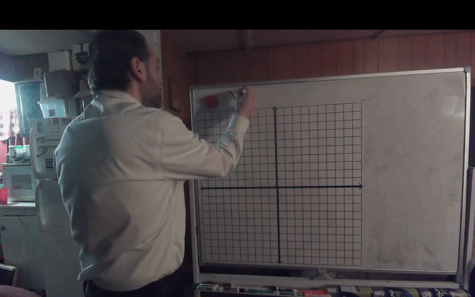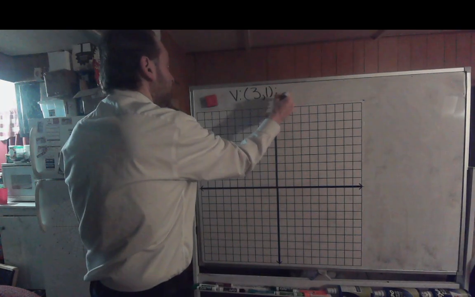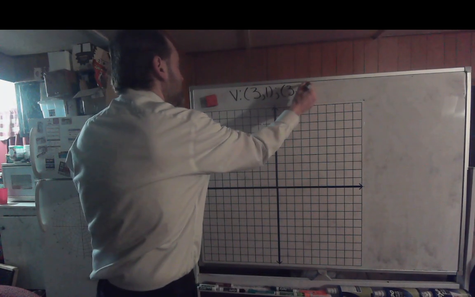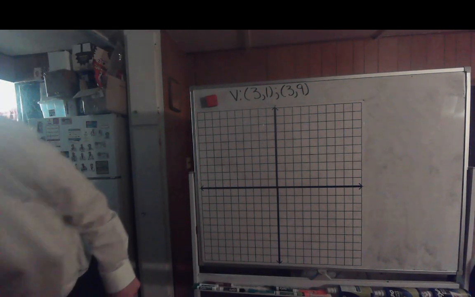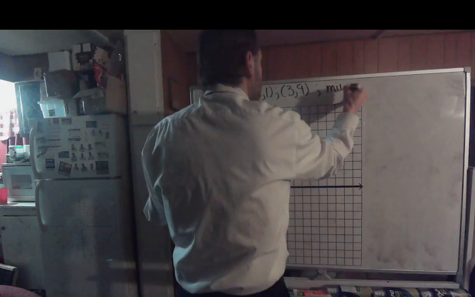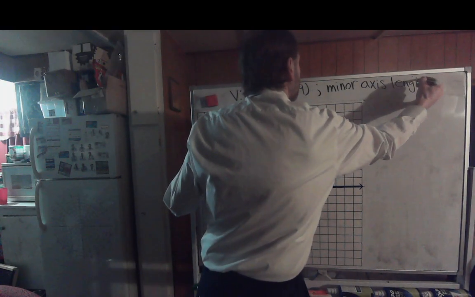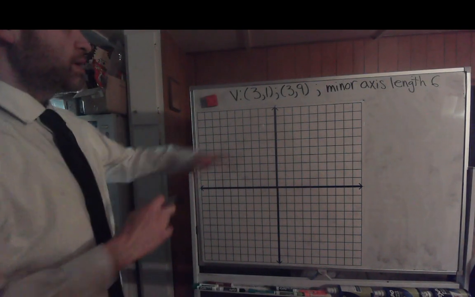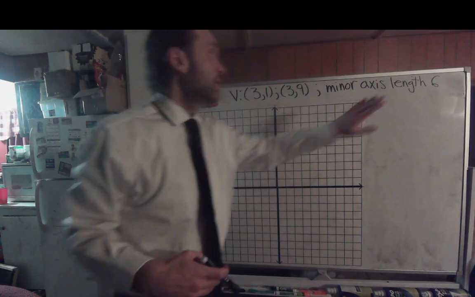Vertices located at 3, 1 and again at 3, 9. So those are two vertices. And then they give you that the minor axis has length 6. Alright. So vertices at 3, 1 and 3, 9. Minor axis length 6. Alright.